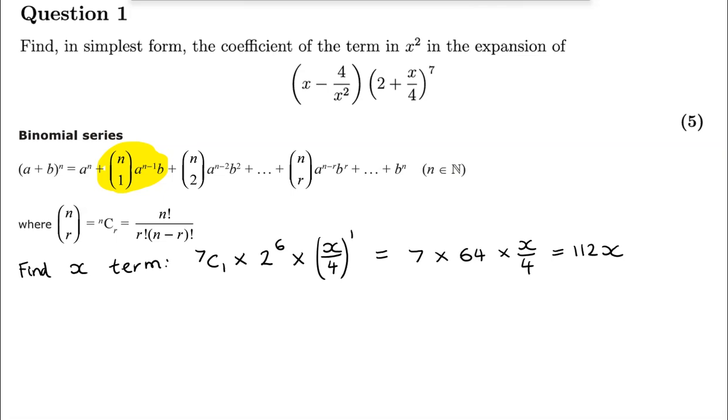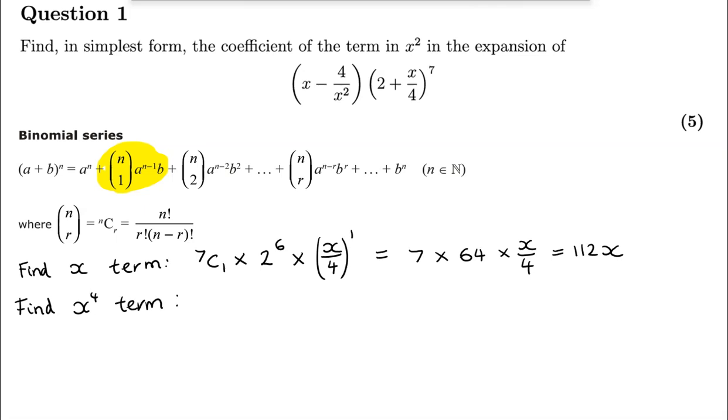And it might be more useful to think of that as 4 times x to the minus 2. So then I need to think, well, I've got x to the minus 2. What would I need to multiply that by to make an x squared term? So if I've got x to the minus 2, if I times it by x to the 4, that's going to give me an x to the power of 2 term. So let's find x to the power of 4.